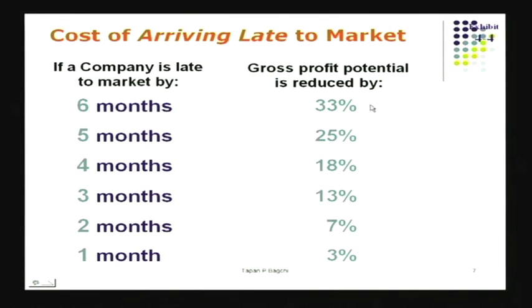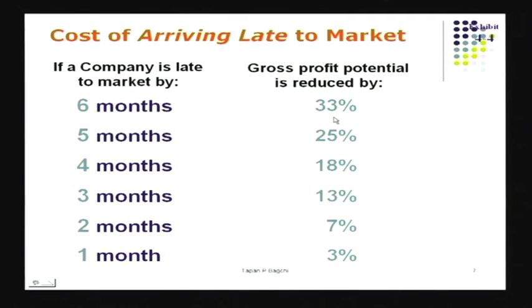If I'm late by 6 months in shipbuilding, my profit goes down by 33%. If I'm late by 5 months, 1/4 of the profit is gone, and so on and so forth. Even if I'm 1 month late, there is some profit lost. Why should these losses be there? Can something be done about it?